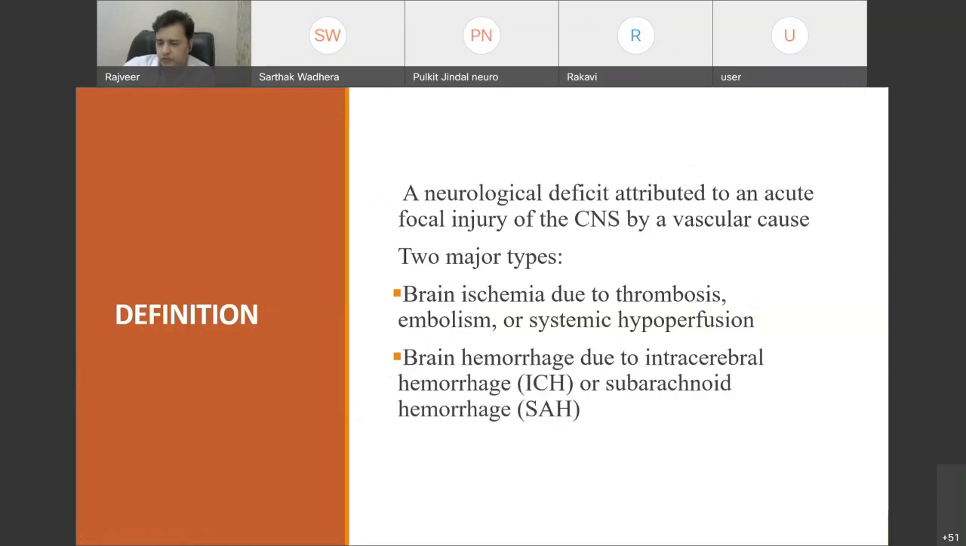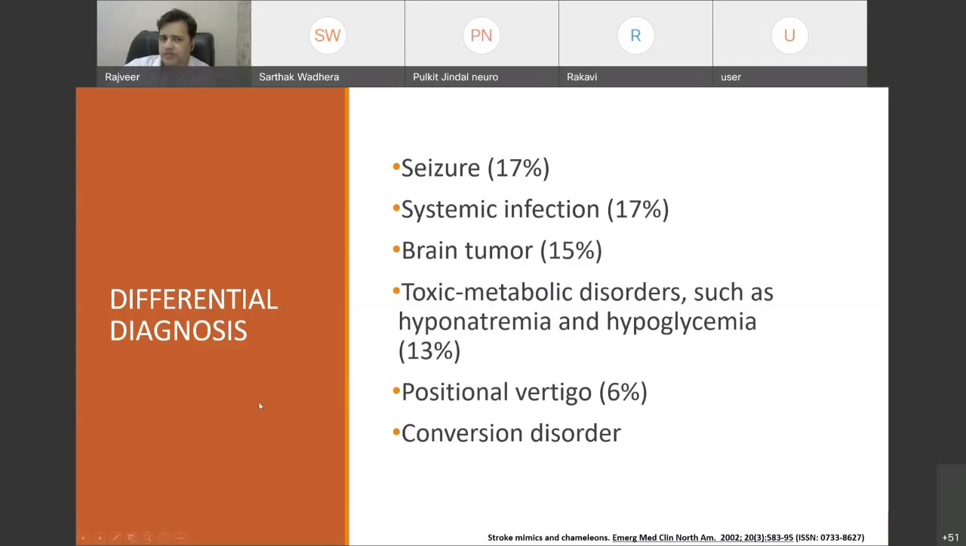How to define the stroke? Stroke is defined as a neurological deficit which is due to acute focal injury to the CNS due to a vascular cause. As we all know, we can divide into two types: ischemic and hemorrhagic, and subarachnoid hemorrhage. So once you encounter a patient with the acute neurological deficit, what differential should you consider apart from a stroke?